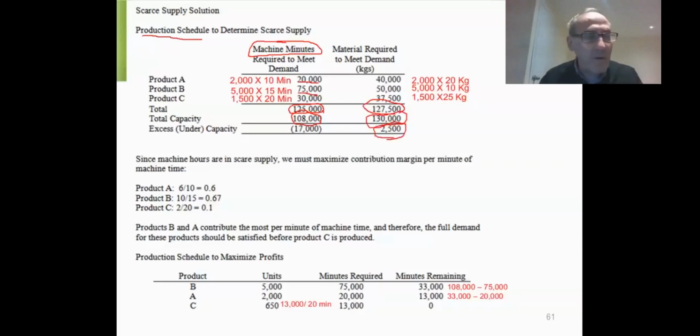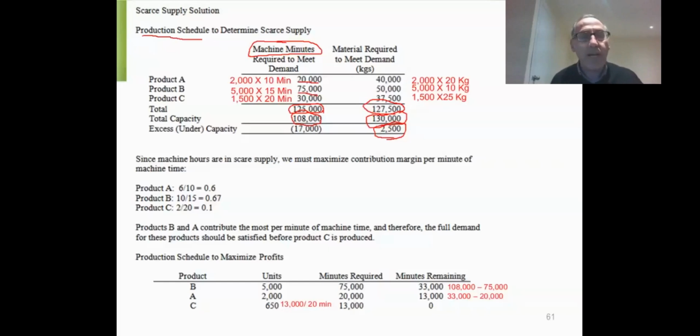Now, here's the most important principle you need to understand if you're going to produce the right quantity of each of these three products to maximize profitability. The important principle that you need to understand is that we're not going to produce the greatest number of that product that has the highest contribution margin per unit. What we're going to produce is the highest number of that product that has the highest contribution margin per whatever is in scarce supply.